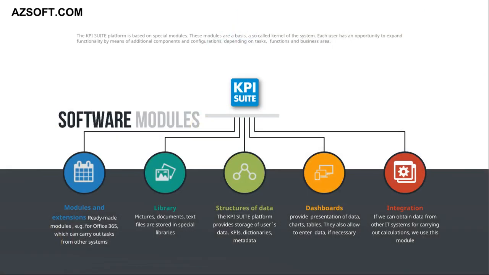The KPI Suite platform is based on special modules. These modules are a basis, the so-called kernel of the system. Each user has an opportunity to expand functionality by means of additional components and configurations, depending on tasks, functions and business area. Modules and extensions, pictures, documents, and text files are stored in special libraries.